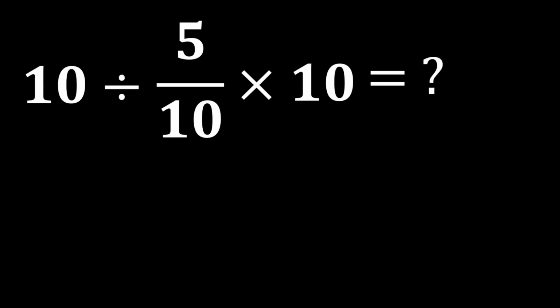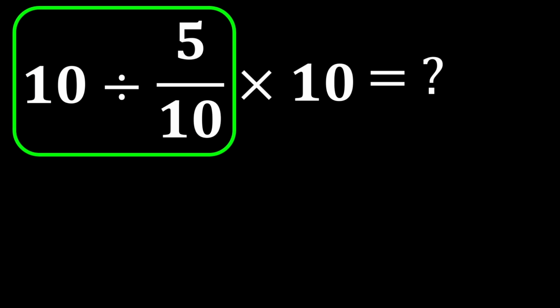10 divided by 5 over 10 multiplied by 10. Here, we have both division and multiplication, and since they have equal priority, we move from left to right, performing whichever comes first, so in this expression, we perform the division first.